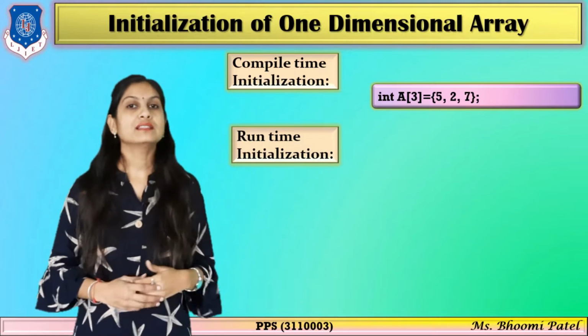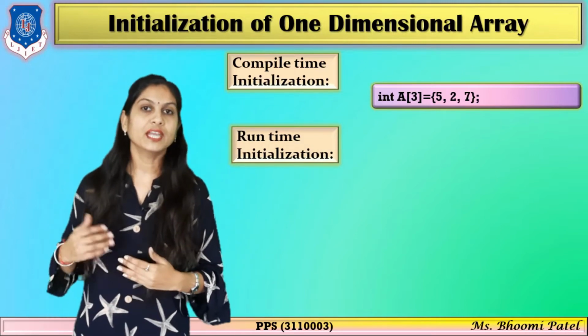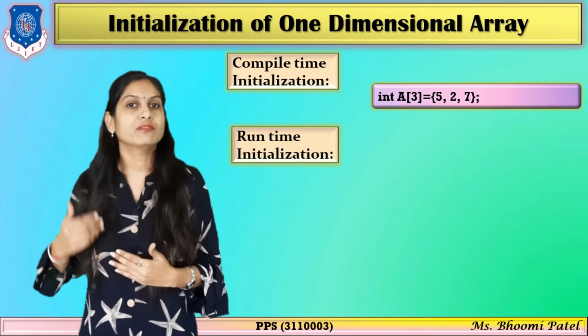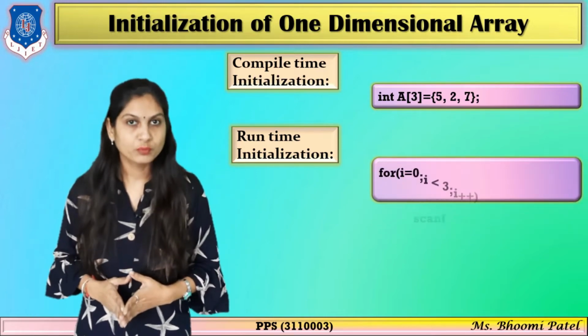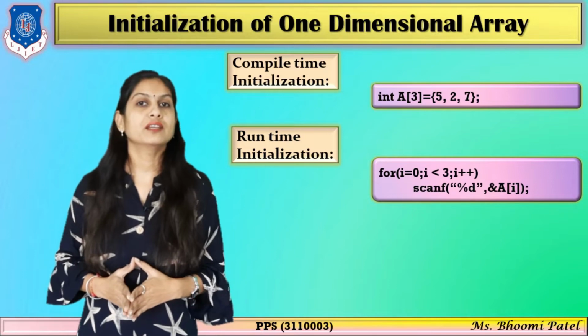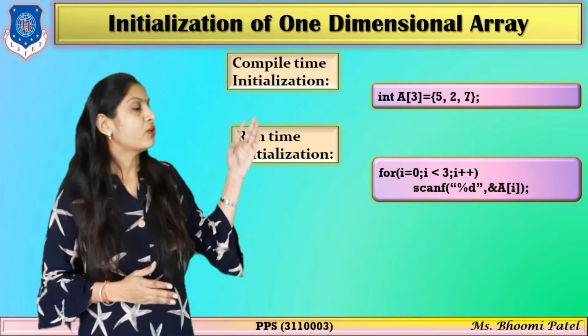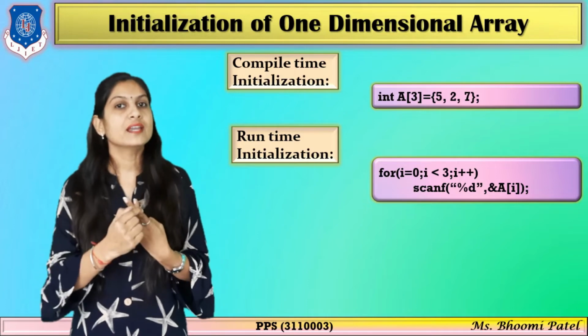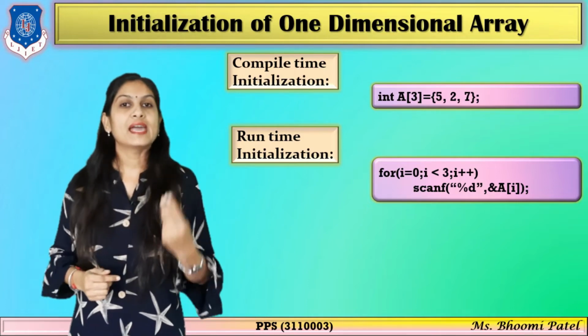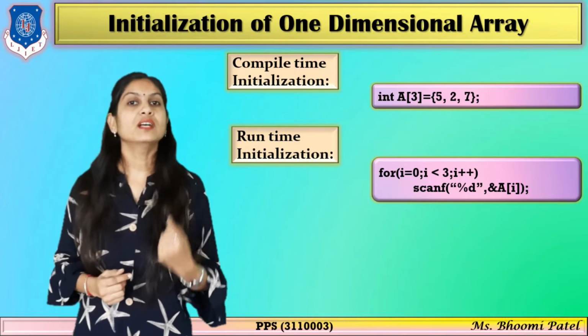Now the second one is runtime initialization, in which we can assign the data from the user, and for that we have to use the for loop, which was already discussed in our previous lectures. So for has 3 parts: first is the initialization, then the condition, and then increment or decrement. The array index always starts with 0.